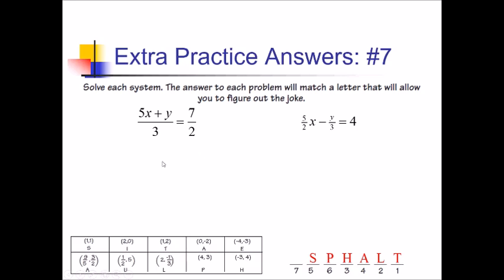One way we could do this problem, we could start by splitting up this fraction to give us 5/3 x plus 1/3 y, and then we could kind of go from there.